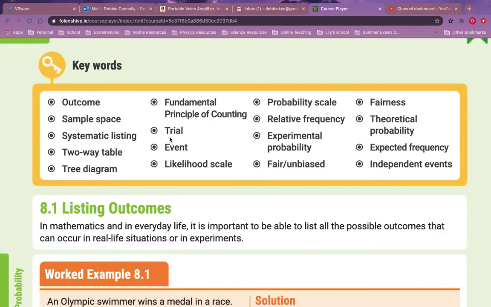If you look at one of these keywords and you're like, oh my God, I have no idea what a relative frequency is, then you need to go and study relative frequency. So the keywords are very, very important.